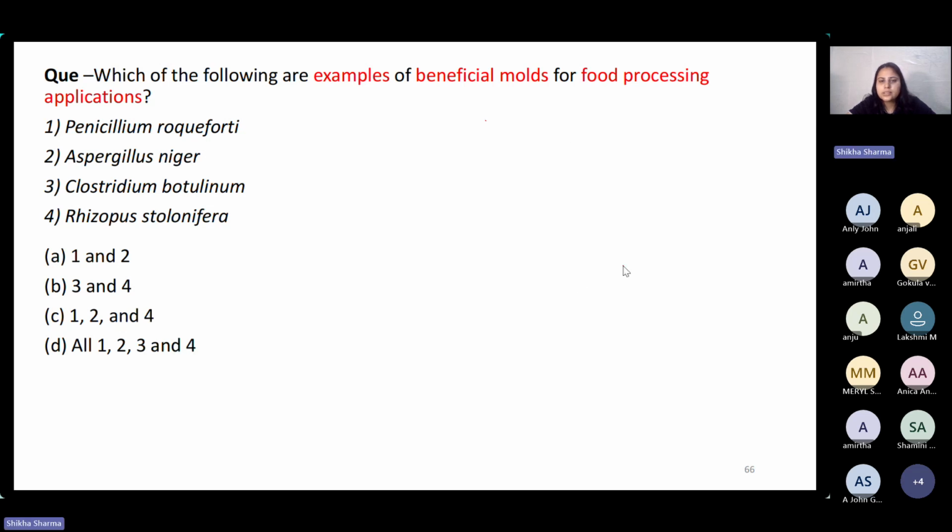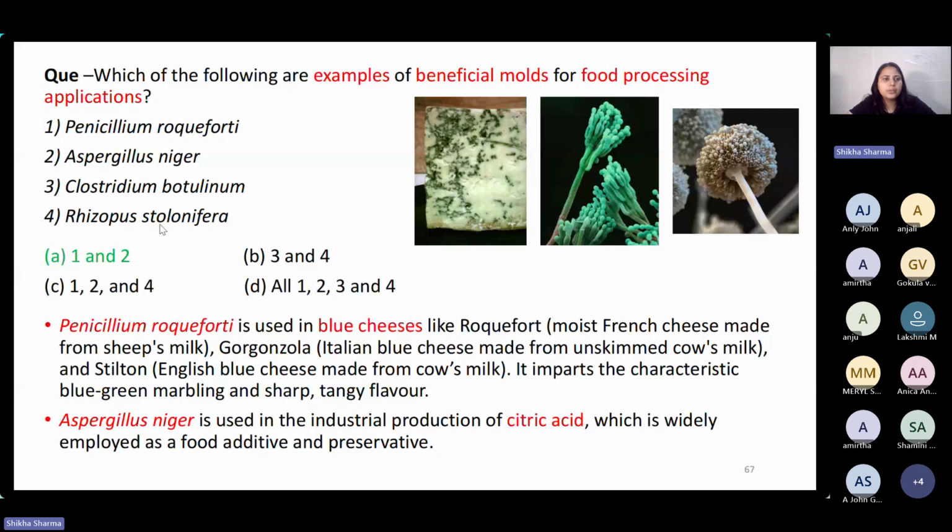Okay, so let's discuss the solution. Basically, 1 and 2, which is Penicillium roqueforti and Aspergillus niger, are the beneficial molds, and these two, Clostridium botulinum and Rhizopus stolonifera, are spoilage causing. So, for the first one, which is Penicillium roqueforti, basically it looks like this.